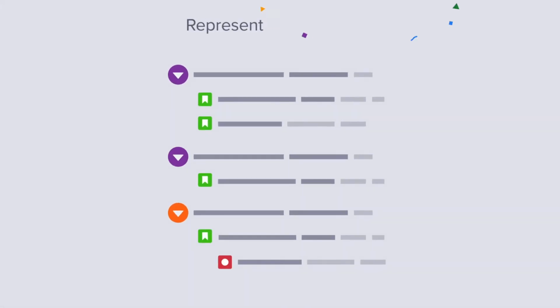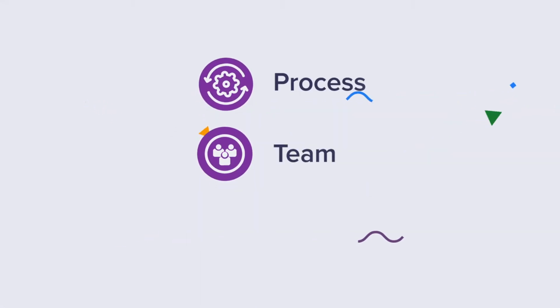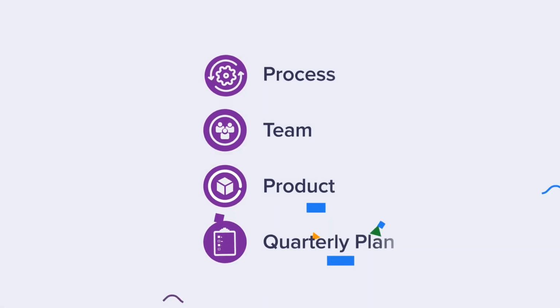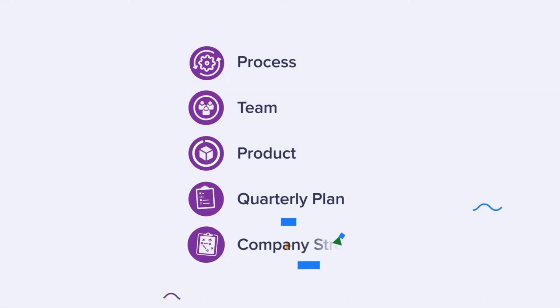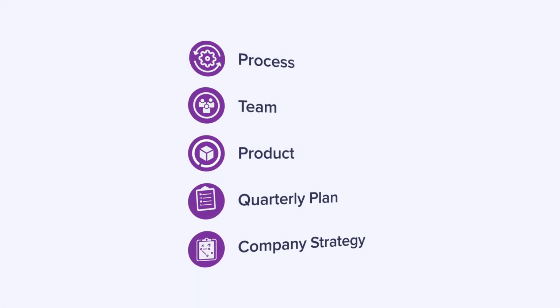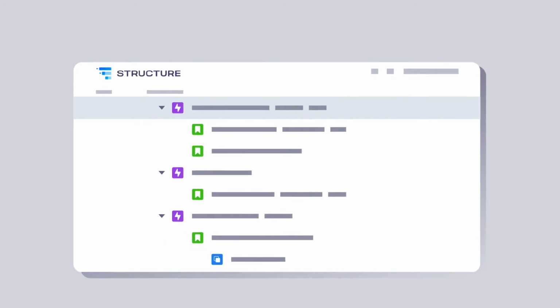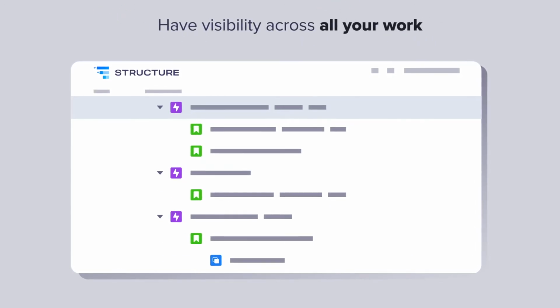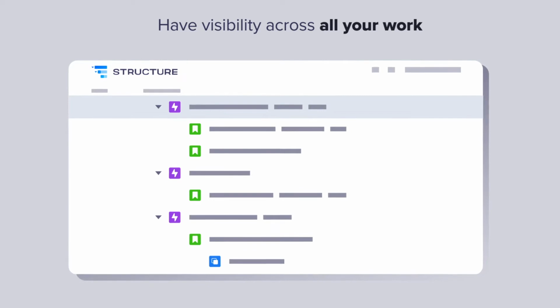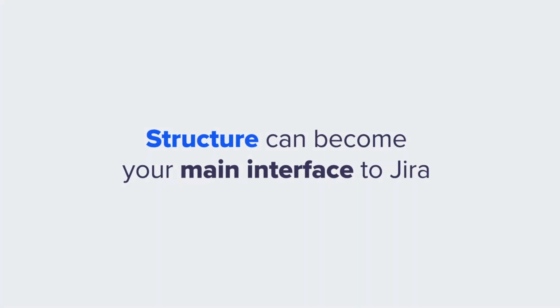Create custom hierarchies to represent whatever you need. A process, a team, a product, a plan for the next quarter, or even a company strategy for the years ahead. Structure allows you to have visibility across all your work. With all of your data in one place, Structure can become your main interface to Jira.